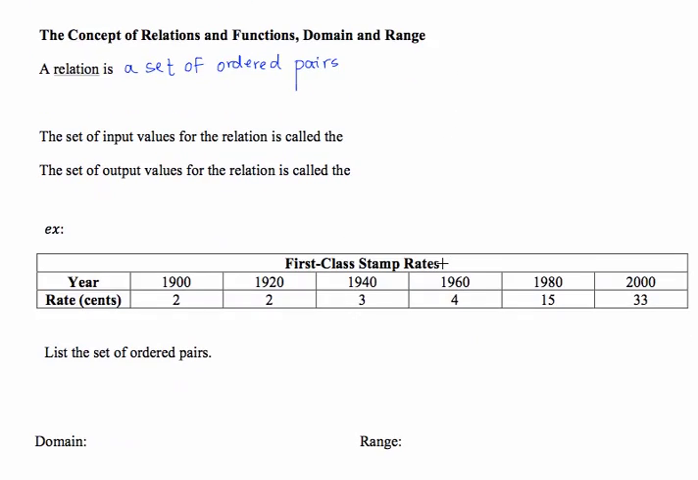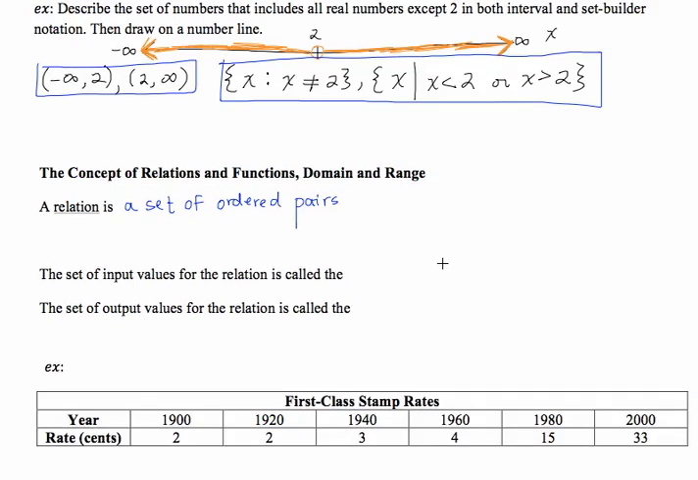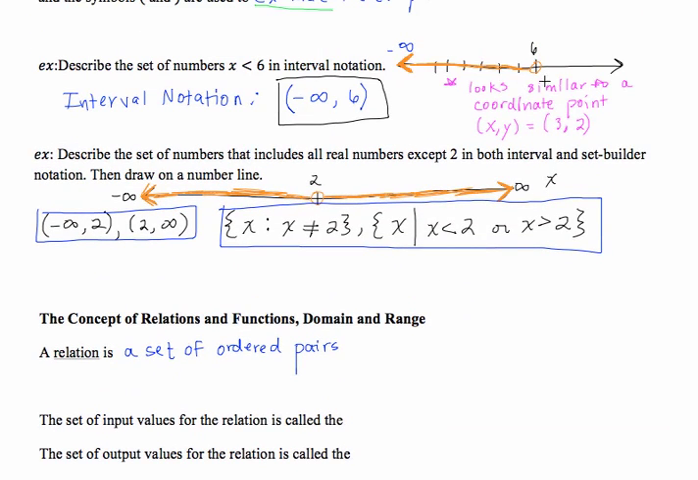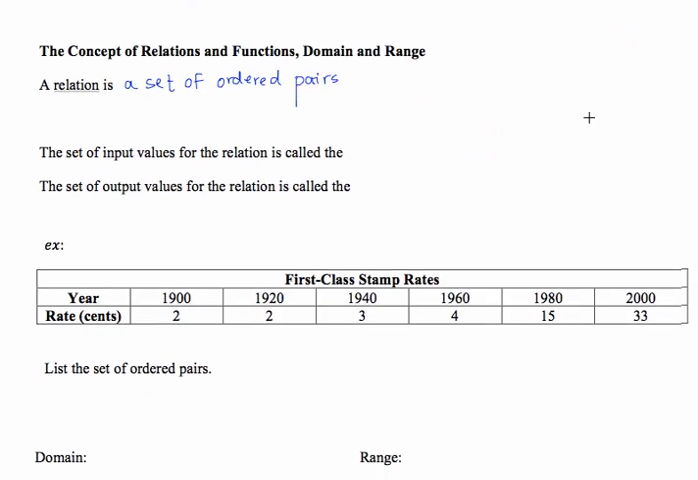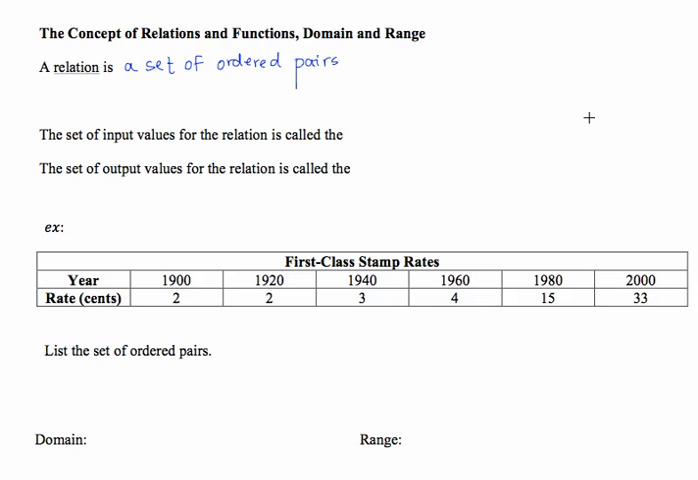So relations. What is a relation? Well, it's a set of ordered pairs. Remember how up here I mentioned coordinate points, like x comma y is 3 comma 2. Going back to that now. So we're no longer talking about sets of simple numbers. We're talking about coordinate points here. A relation is a set of ordered pairs. So an x comma y.